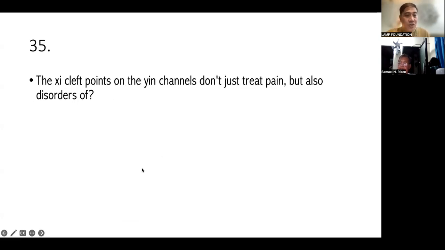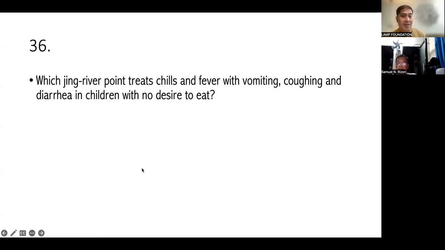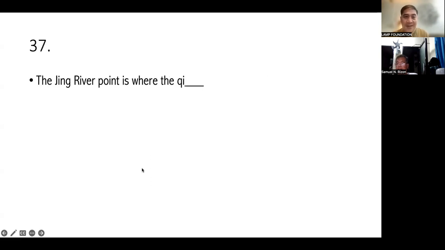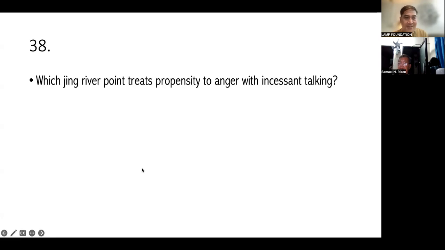Great. The Xi Cleft points on the yin channels don't just treat pain, but also disorders of? Blood. Wow. Which Jing-River point treats chills and fever with vomiting, coughing, and diarrhea in children with no desire to eat? Spleen 5. Okay, so memorize yung Jing-River. The Jing-River point is where the chi flows down the channel. Very good. Saan siya nagpo-flow? Before it goes to the sea, no?